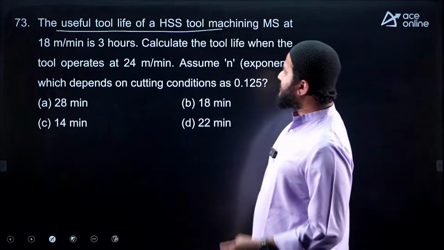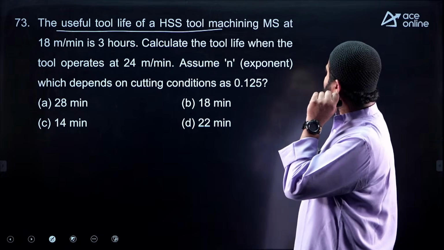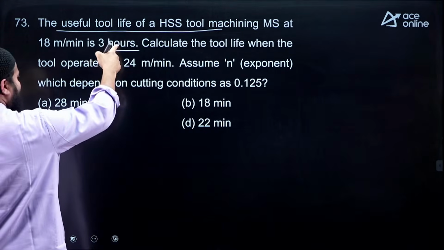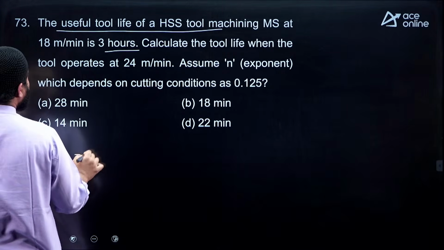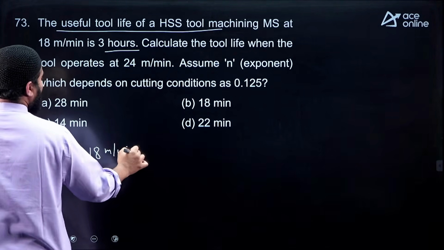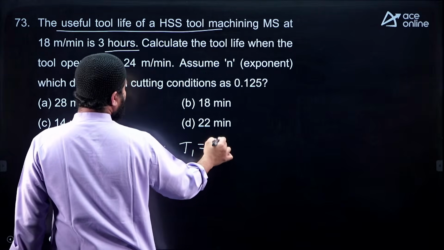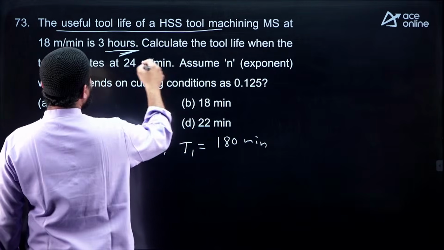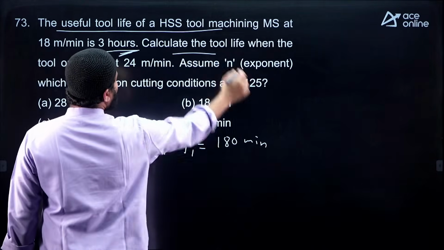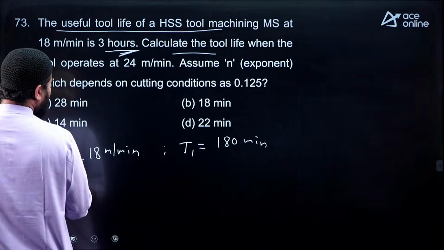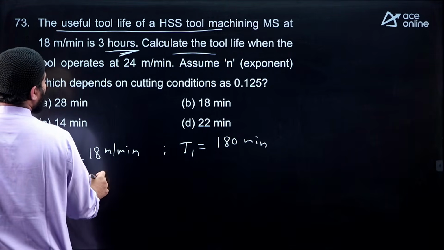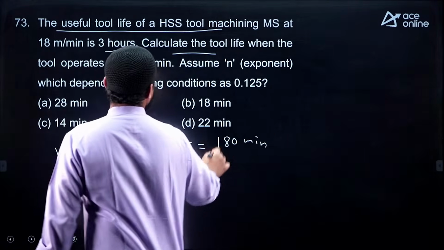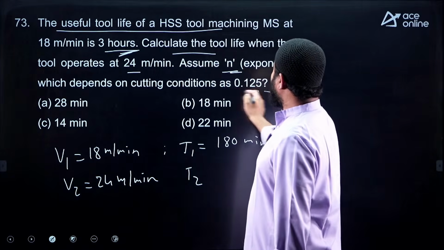In this what they said is the useful tool life of the HSS tool machining a mild steel at 18 meter per minute is 3 hours. Be careful, 3 hours is given. So, when cutting velocity is equal to 18 meter per minute, the tool life corresponding to that is equal to 3 hours, which is 180 minutes you will be writing. Many people make mistakes here because they are asking for the final answer in minutes. Calculate the tool life when the tool operates at a cutting velocity equal to 24 meter per minute. So, at this they are asking what is T2, assuming n, which is the exponent, as 0.125.